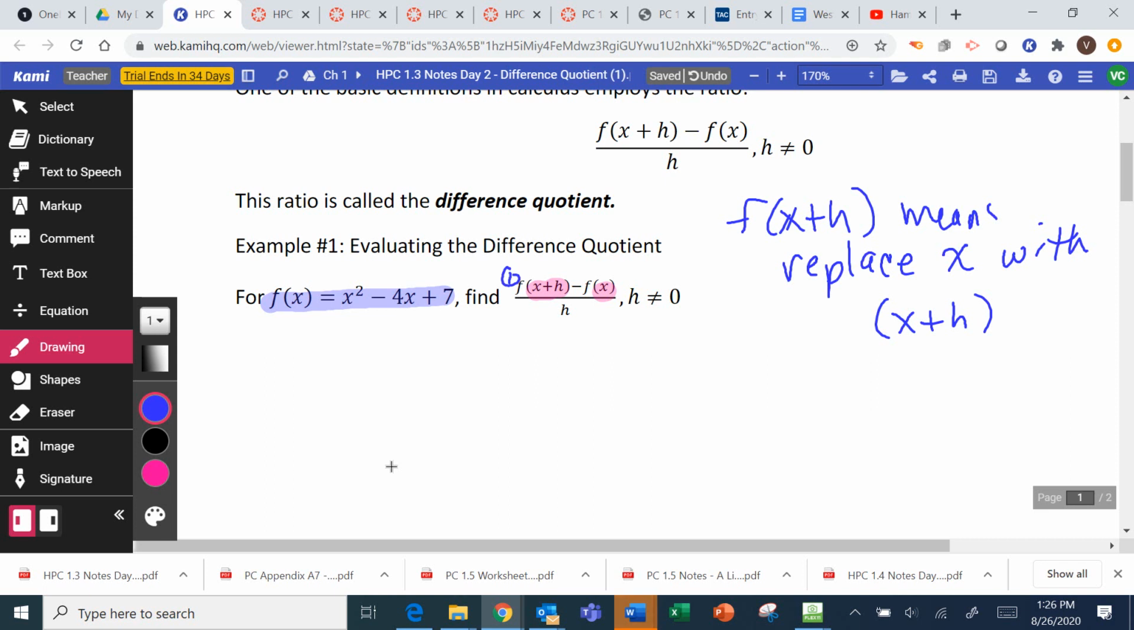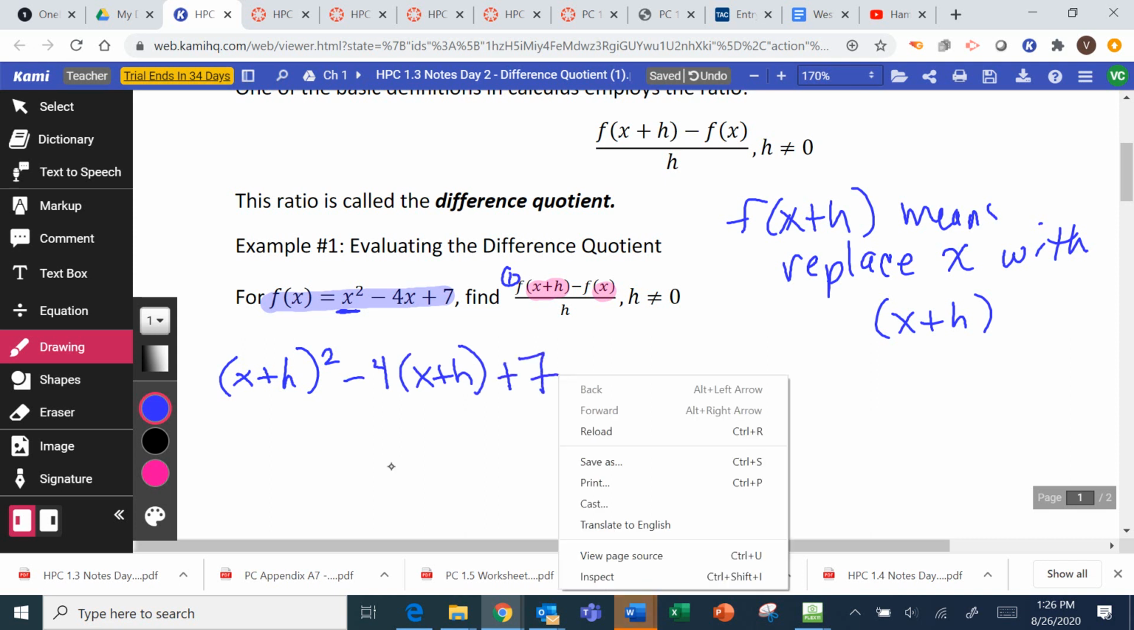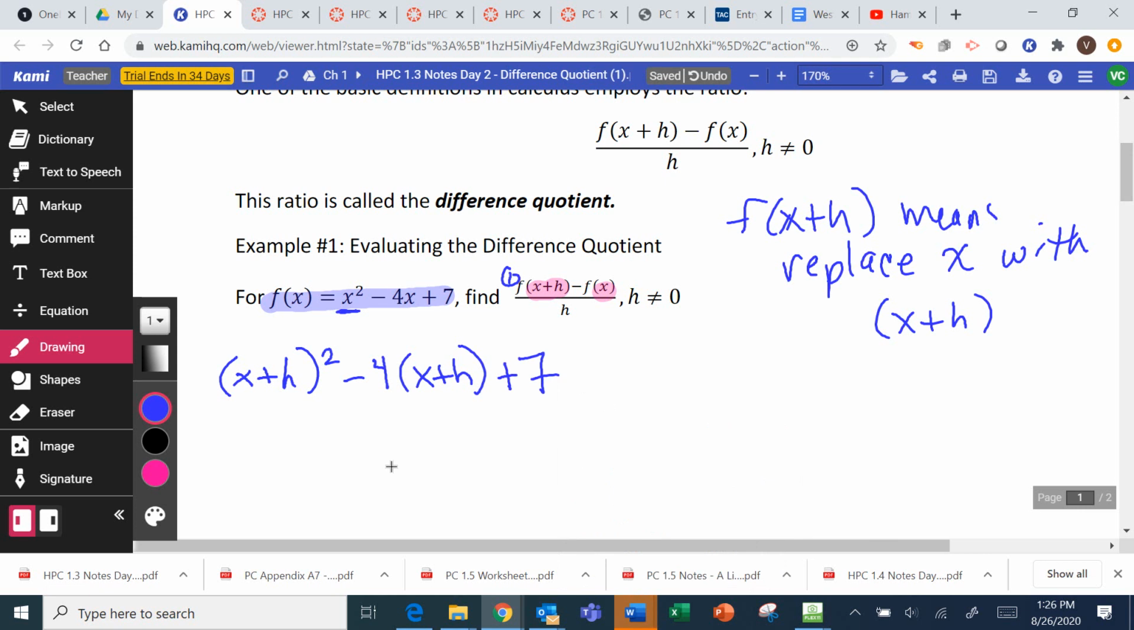So f of x plus h will be, where's my first x? x plus h, and then I'm going to square that. So I replace the x with x plus h. Minus 4, I'm replacing the x with x plus h. And then plus 7. So that is the first part. That is the f of x plus h.